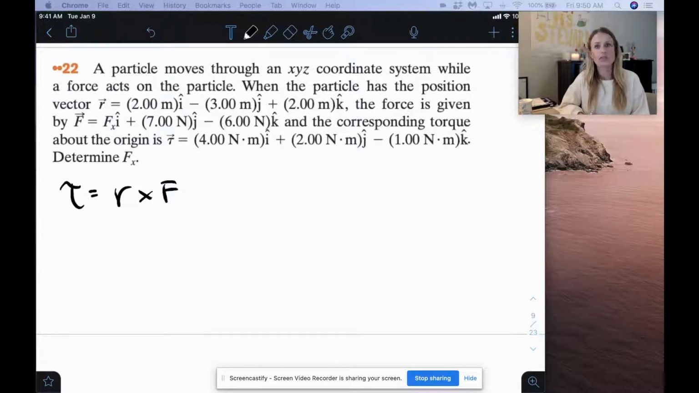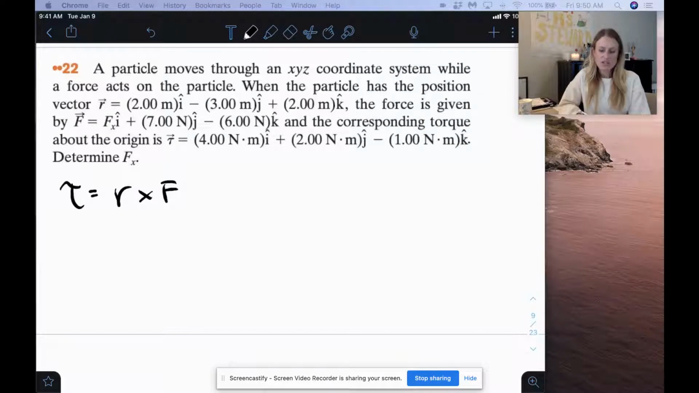which is why in the torque equation we use RF sine theta, because the sine of 90 degrees is 1 and the sine of either 0 or 180 degrees is 0. So that's when we're at a minimum, when those two vectors are parallel to one another.